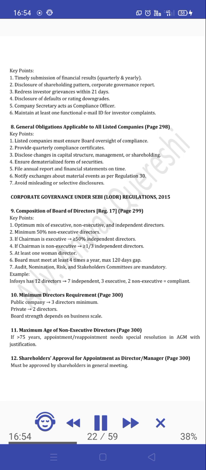5. At least one woman director. 6. Board must meet at least 4 times a year, with a maximum 120 days gap. 7. Audit, nomination, risk, and stakeholders committees are mandatory. Example: Infosys has 12 directors: 7 independent, 3 executive, 2 non-executive, which is compliant.